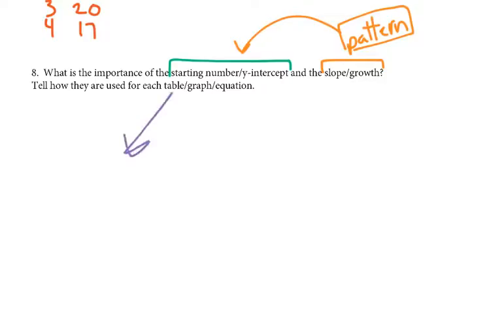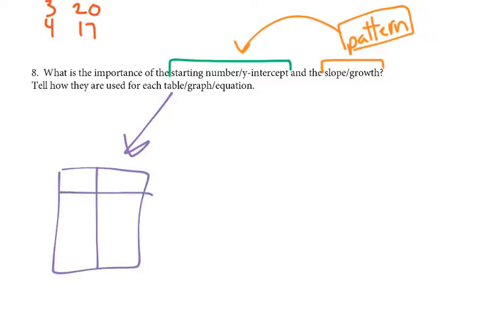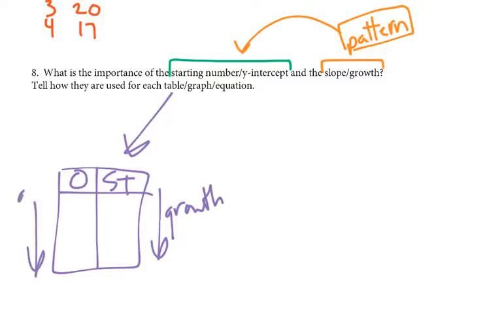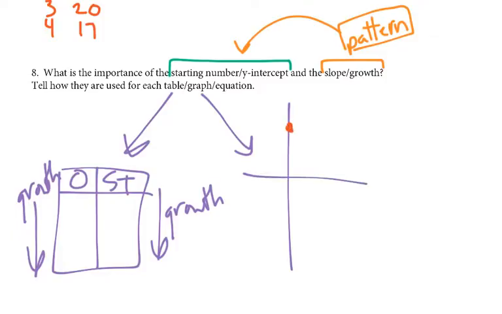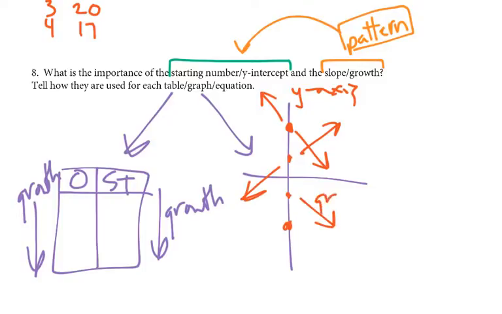So how do we use it in the table? Well, the starting number, right, always goes right there. The growth tells us how we go down our table on both sides, doesn't it? Okay. On a graph, the starting number is somewhere here on this y-axis, right? Okay, the growth tells us how far we go this way or up and down. Okay, that growth is what determines where we go from point to point, using that kind of stair-stepper method.